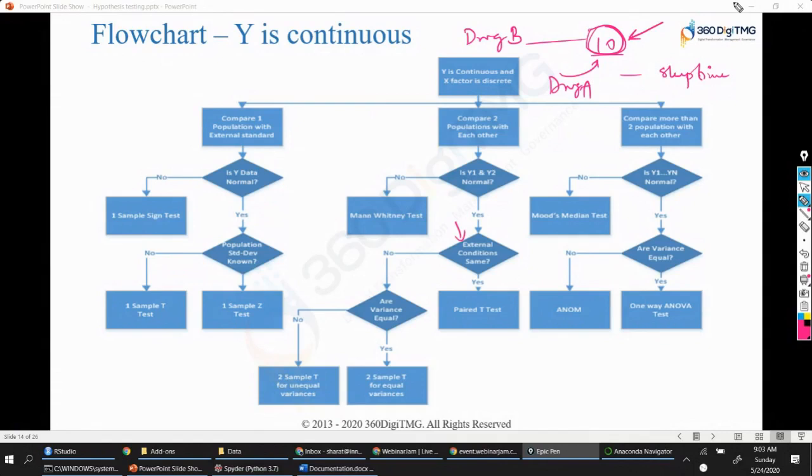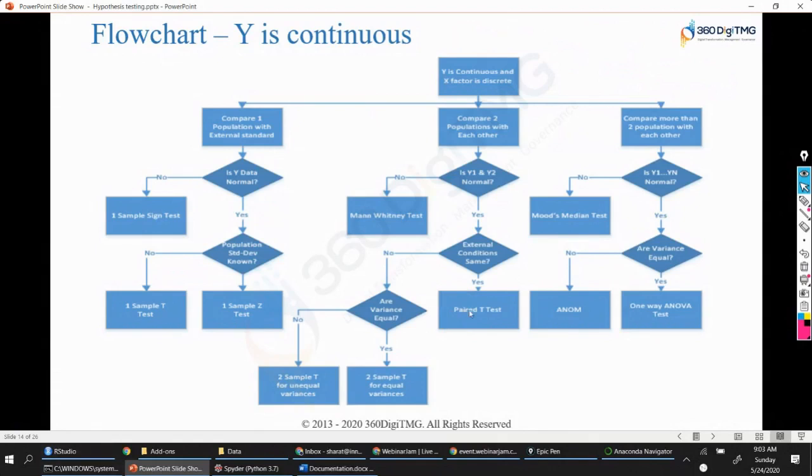But if you had tried with a different set of people, 10 students for drug A, 10 students for drug B, then it becomes different conditions, right? Because you're testing the drug which goes inside the body, right? So if the body is the same, then other conditions can be made the same. So we assume that the external conditions are the same here.